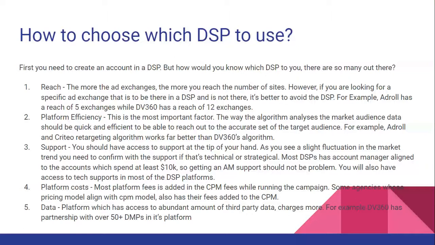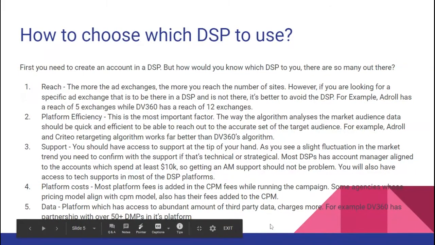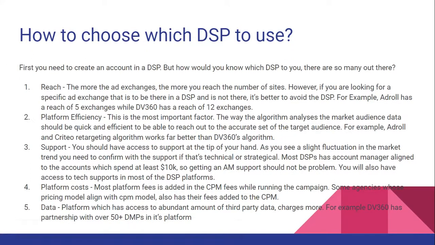Now, there are a few pointers that I have added in here so that you can jot them down when the time comes when you start making a decision, or once you start creating an account in a DSP. So the first thing is reach. You have to understand that not all DSPs are aligned to all ad exchanges. So, for example, AdRoll has around 5 ad exchanges and DV360 has around 12.